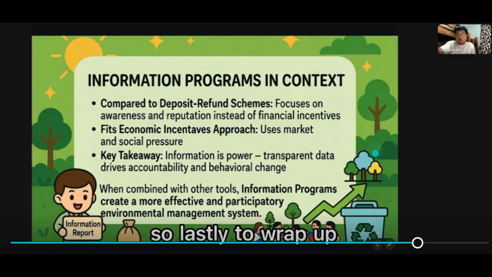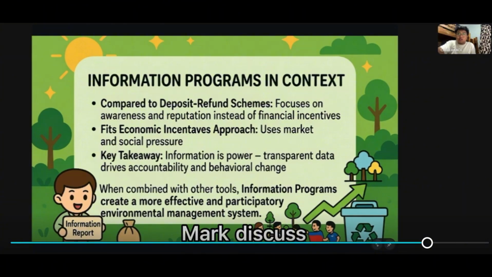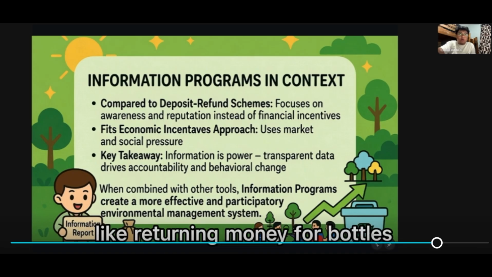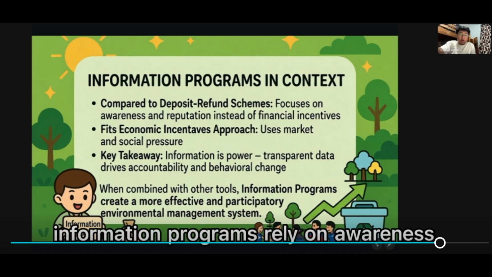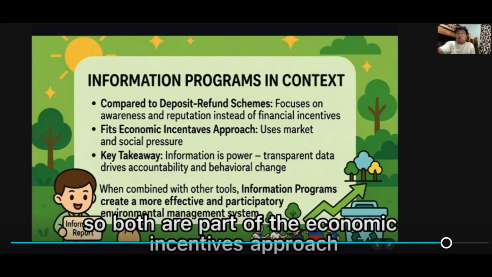So lastly, to wrap up, how does this compare to the deposit refund schemes that Mr. Reymart discussed? Deposit refund uses financial incentives like returning money for bottles. The information programs rely on awareness, reputation, and social pressure. So both are part of the economic incentives approach.